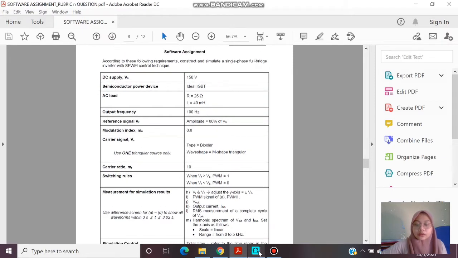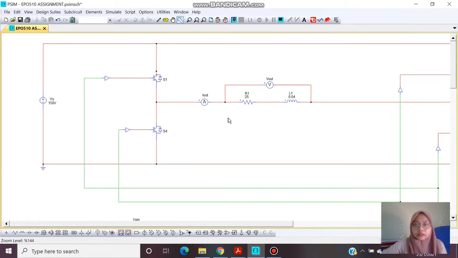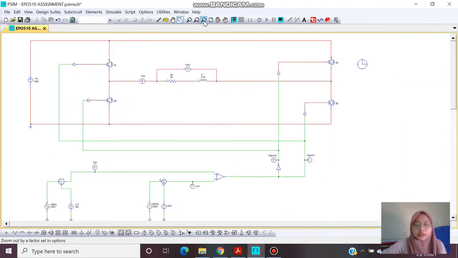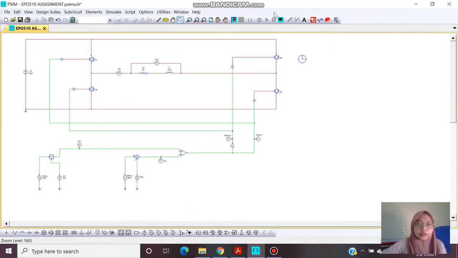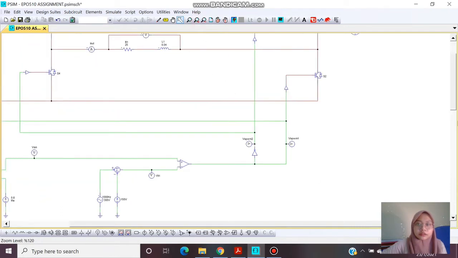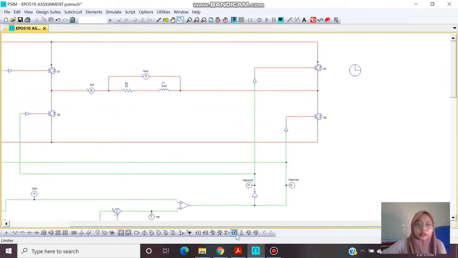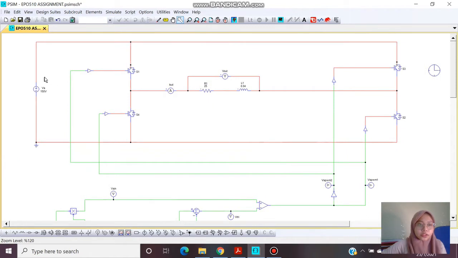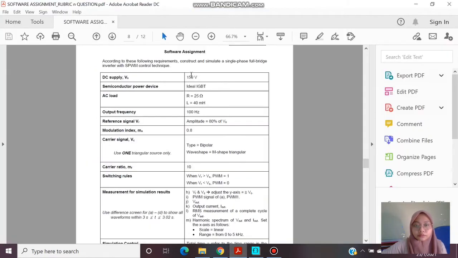Okay, now let's have a look at the circuit that I already constructed with my friend. Okay, here is the circuit. First, we look at here. This is the DC supply voltage. The DC supply voltage given is 150 volts.